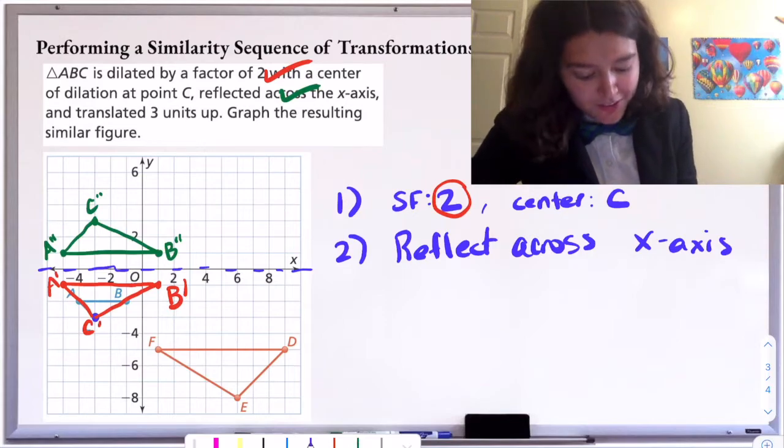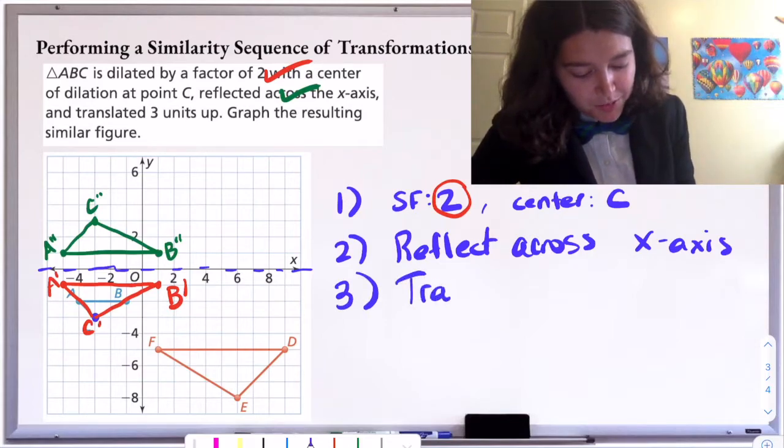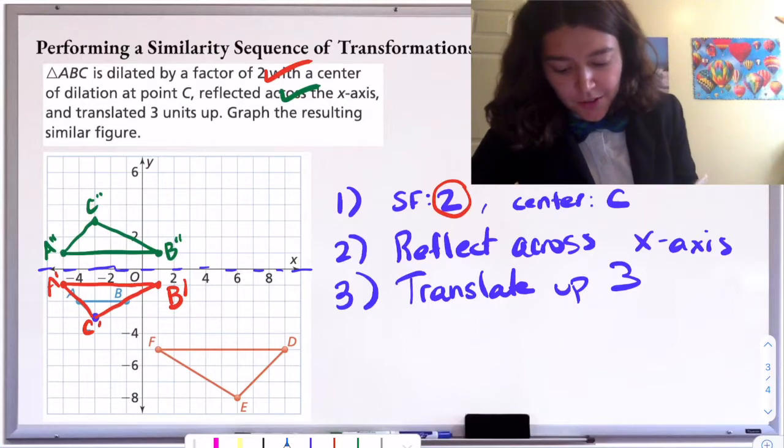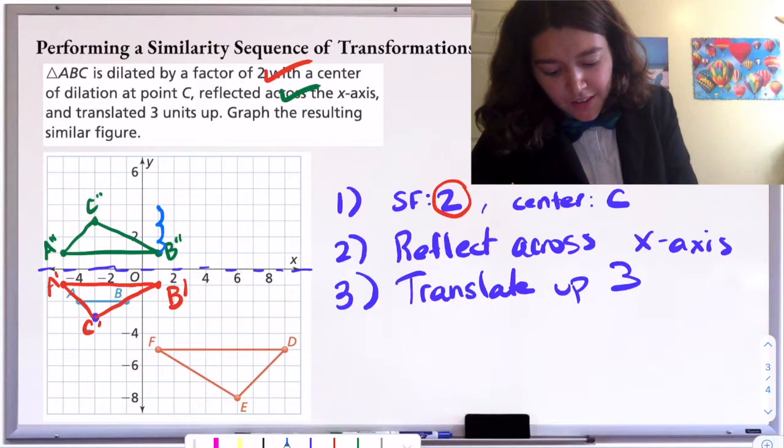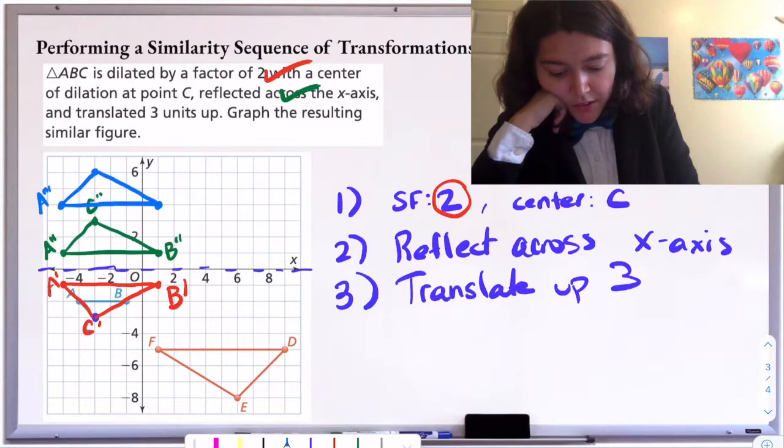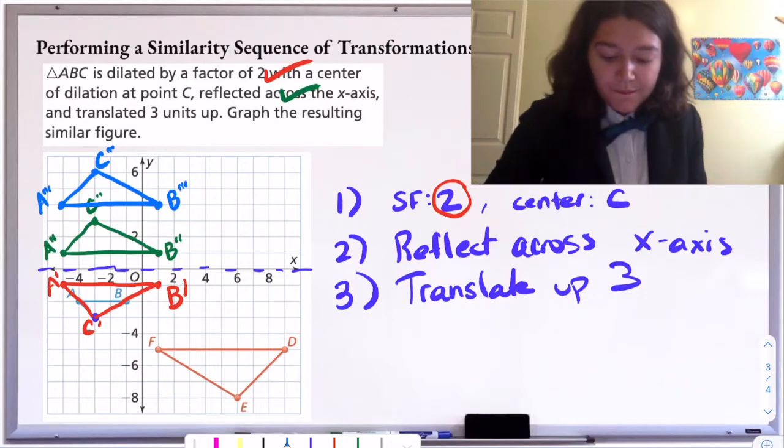And then finally, they want me to translate 3 units up. So to do that, we know I take all 3 of the vertices and just move up 3 units, and then I will again connect the points. And there we go, I'll have A triple prime, C triple prime, and B triple prime.